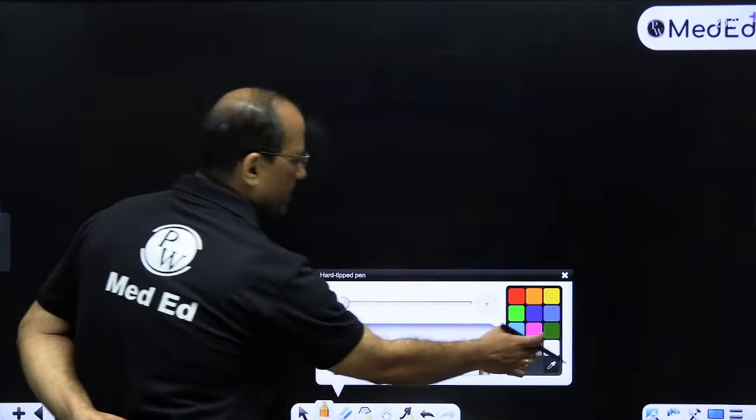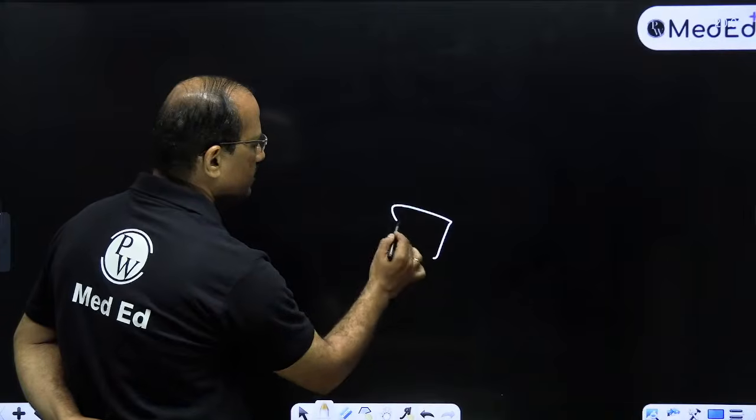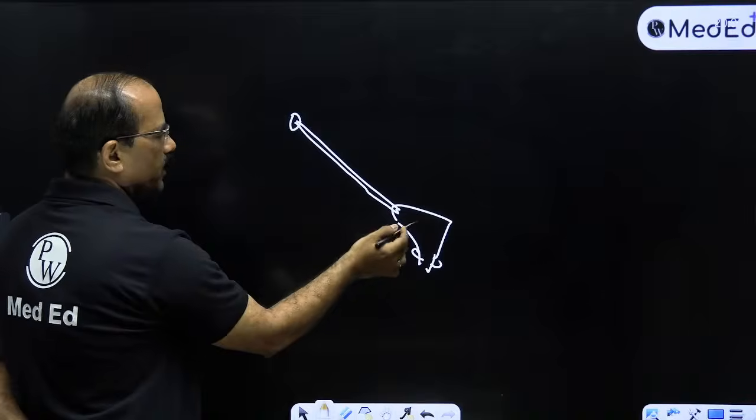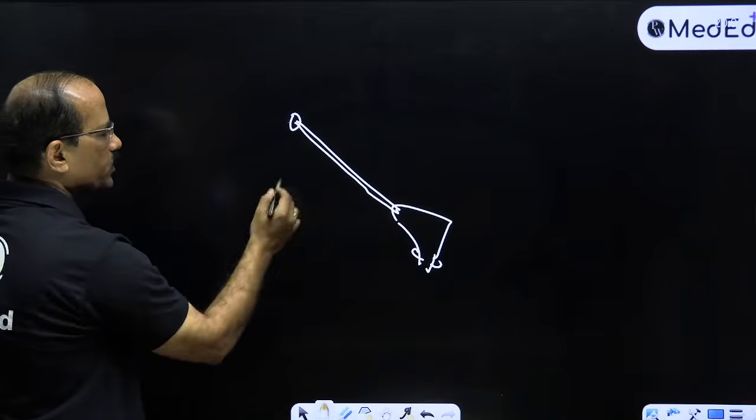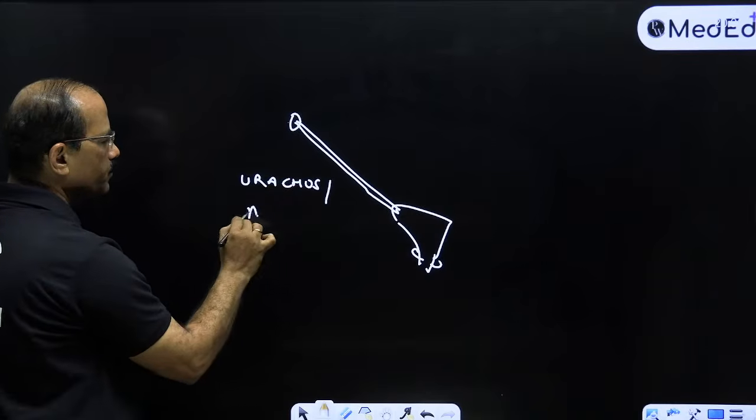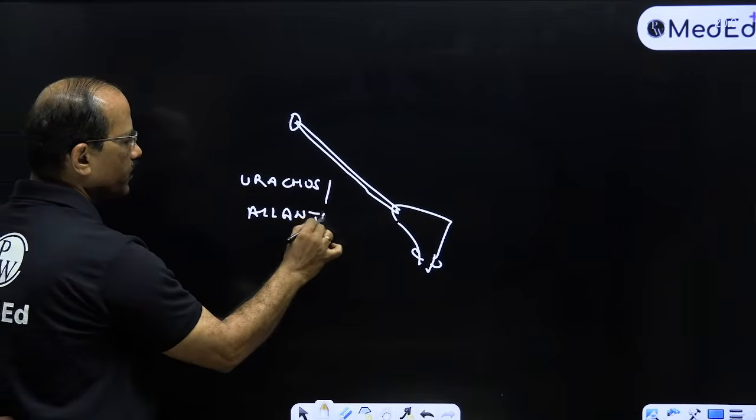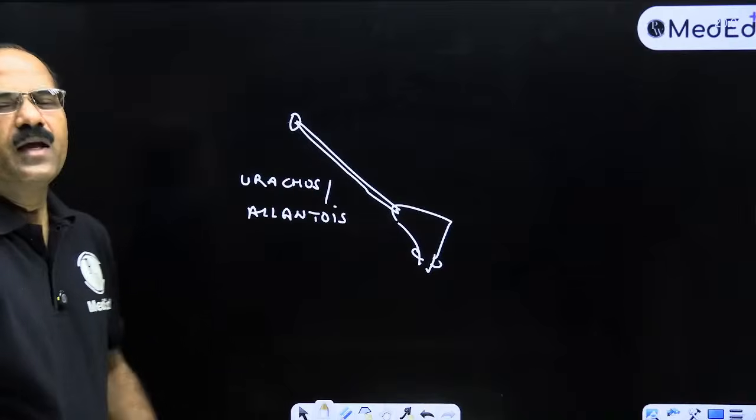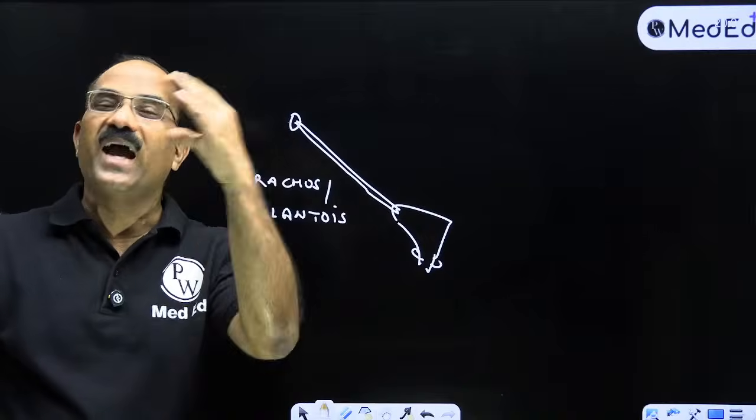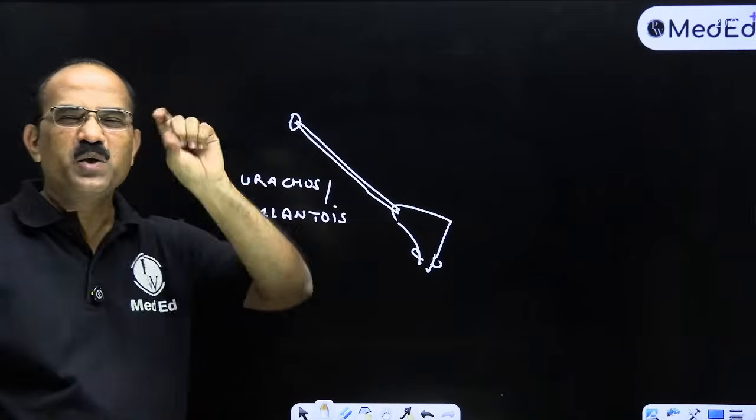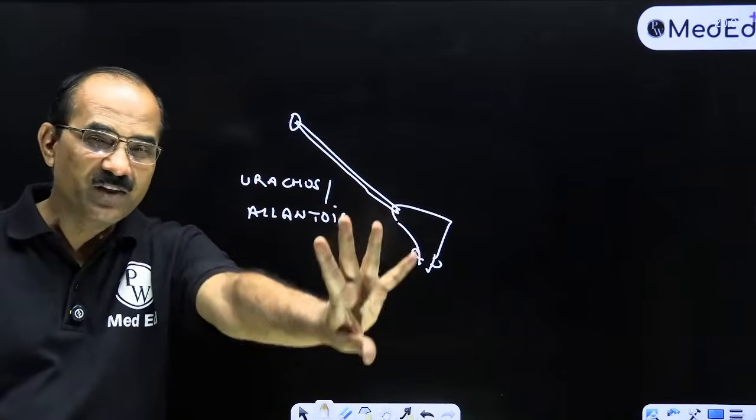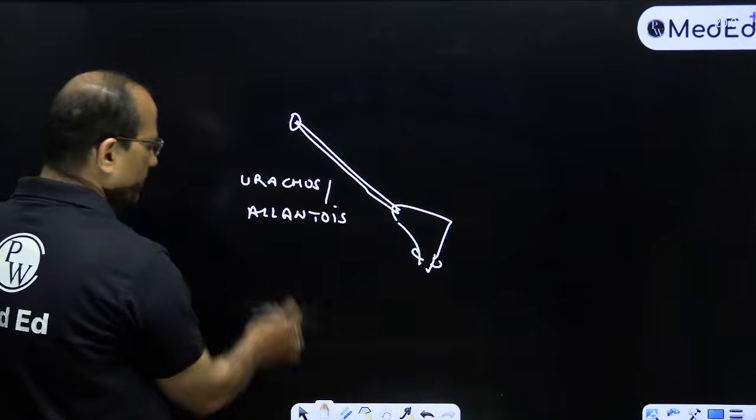Look, that's the bladder, that's the urinary bladder, that's the umbilicus. In fetal life, from the urinary bladder to the umbilicus, इसे क्या बोलते हैं? Urachus or allantois. In fetal life, there's a communication between the urinary bladder and the umbilicus. इसे हम बोलते हैं urachus or allantois. ठीक है? After birth क्या होता है? This is obliterated. ये obliterate हो जाता है.